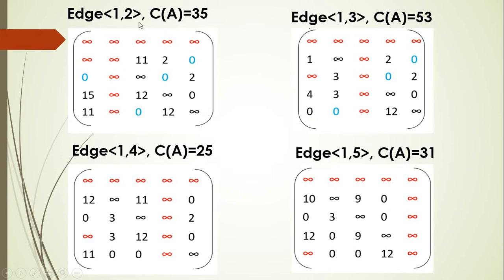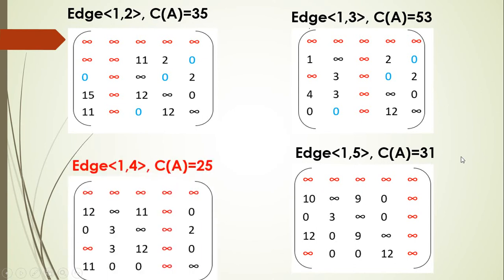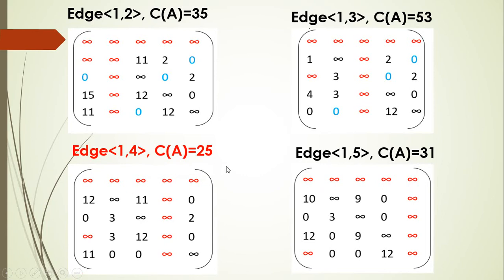For edge 1 to 2, the cost is 35 and we got this matrix. Edge 1 to 3, we got the cost 53 and this matrix. Edge 1 to 4, we got the cost 25 and this matrix. For edge 1 to 5, we calculated the cost 31 and we got this matrix. So from all those edges, which is the minimum? This is the minimum here. This is the minimum cost. If you rank all those costs, then this will be the minimum rank.